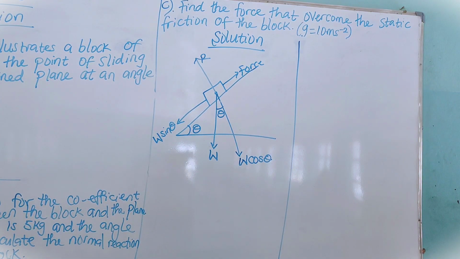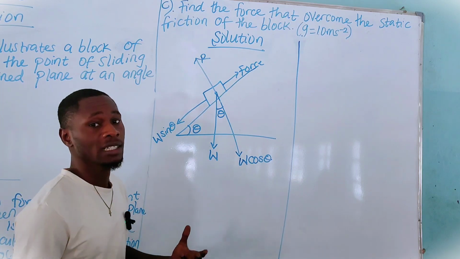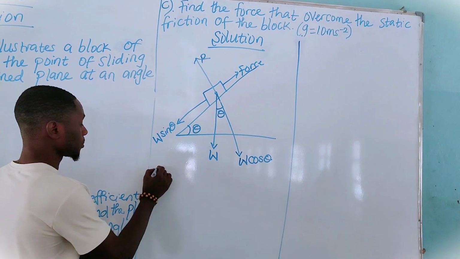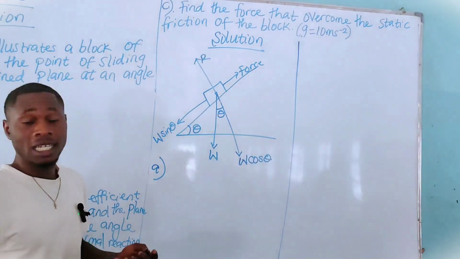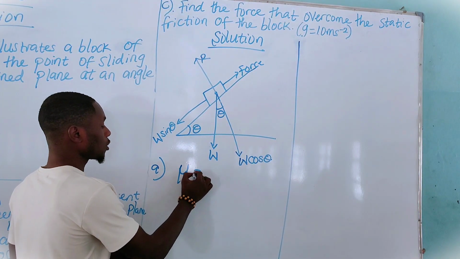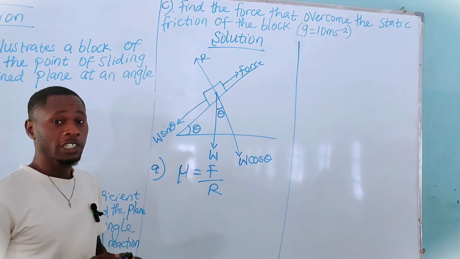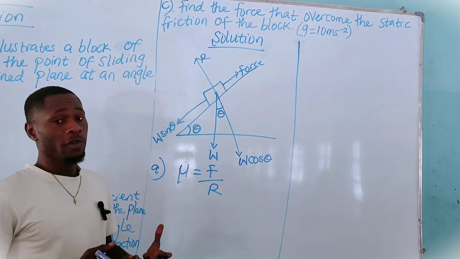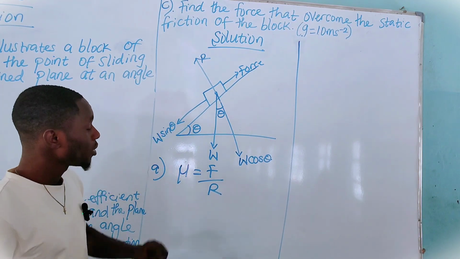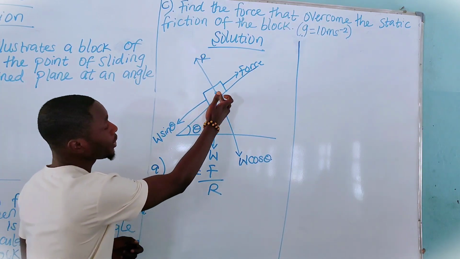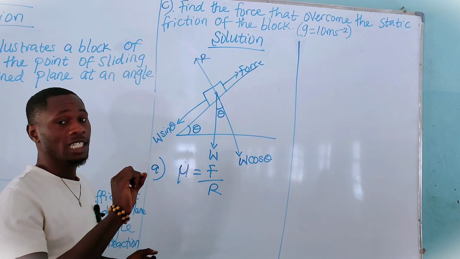We are asked to first of all derive the expression for the coefficient of static friction between the block and the plane. So how do we derive the expression for the coefficient of friction? Now, remember that the coefficient of friction, mu, is equal to frictional force divided by the normal reaction. But then, for a body resting on the inclined plane, we are told that the body is just at the point of sliding down.